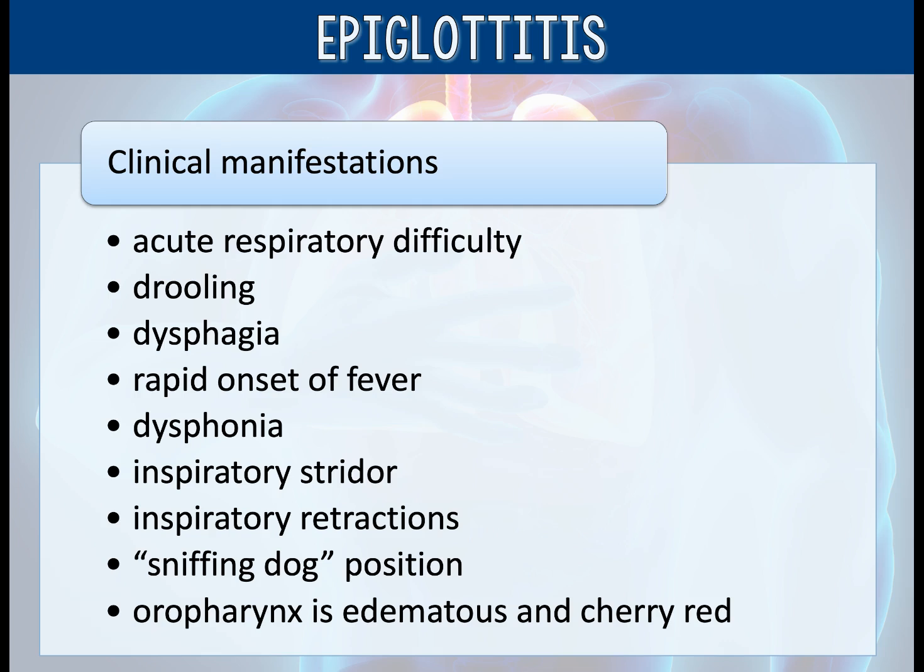When patients come in, we talked about the drooling because they can't swallow their saliva. They'll have some respiratory difficulty. They can't swallow, and they're not going to want to swallow. They're not going to want to put anything in their mouth when they have this. They have a rapid onset of fever. They can't talk, or they have that hoarse voice. You might hear inspiratory stridor, so that wheezing when they're breathing. You might see inspiratory retractions. And how about that sniffing dog position, where their heads are kind of back and their noses are up in the air. And then you'll see that oropharynx, which is edematous and cherry red.